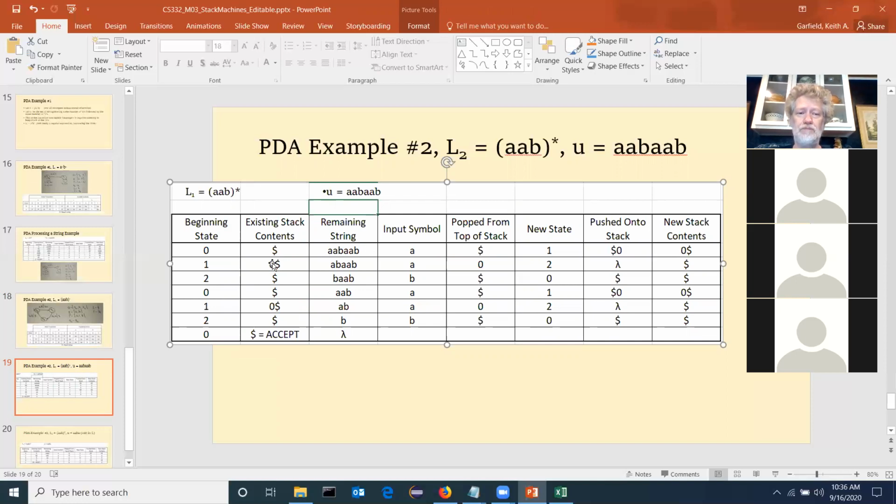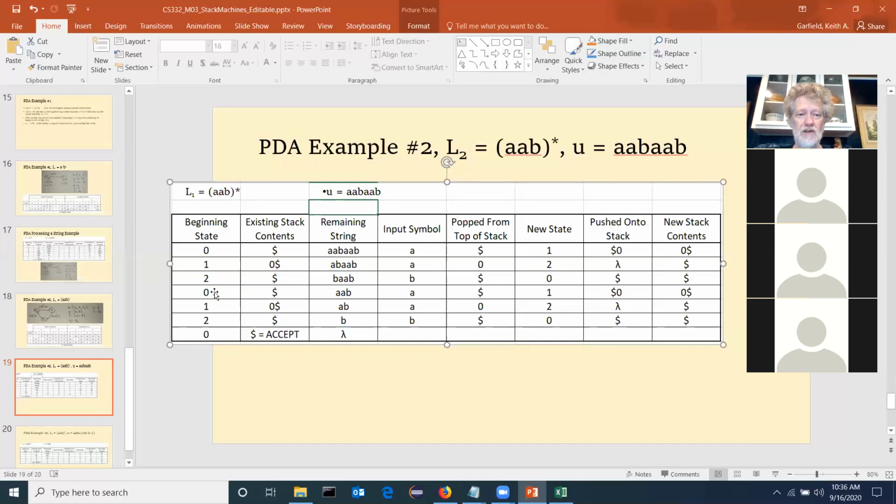Walking through. Now I'm in state 1, $0. I process the first A, so now I'm processing the second A. I pop the 0. I go to state 2. I don't put anything back. Now I've got an empty stack. At state 2, empty stack, processing a B, I go to state 0 and I push the $ sign back.